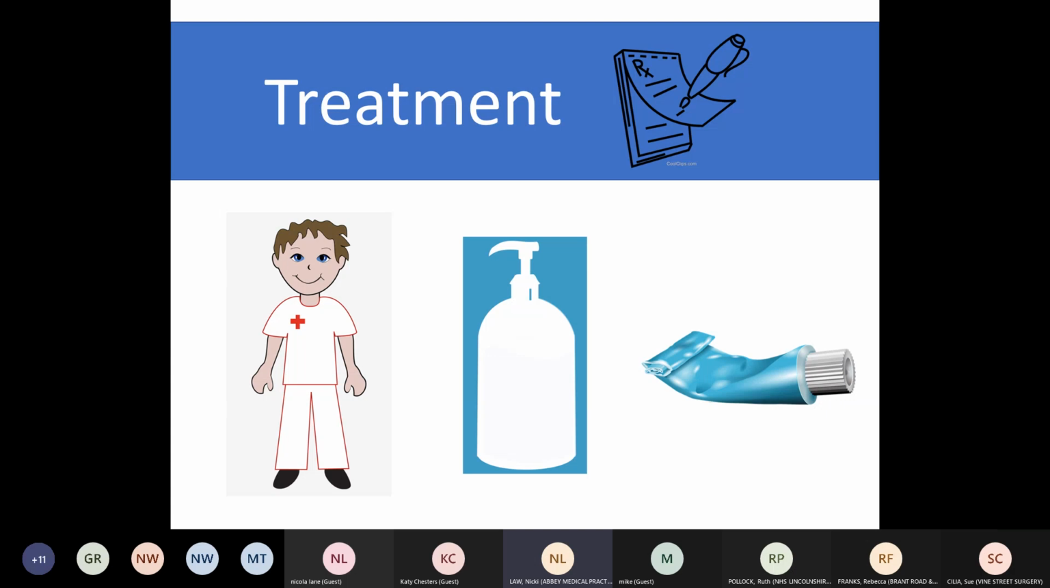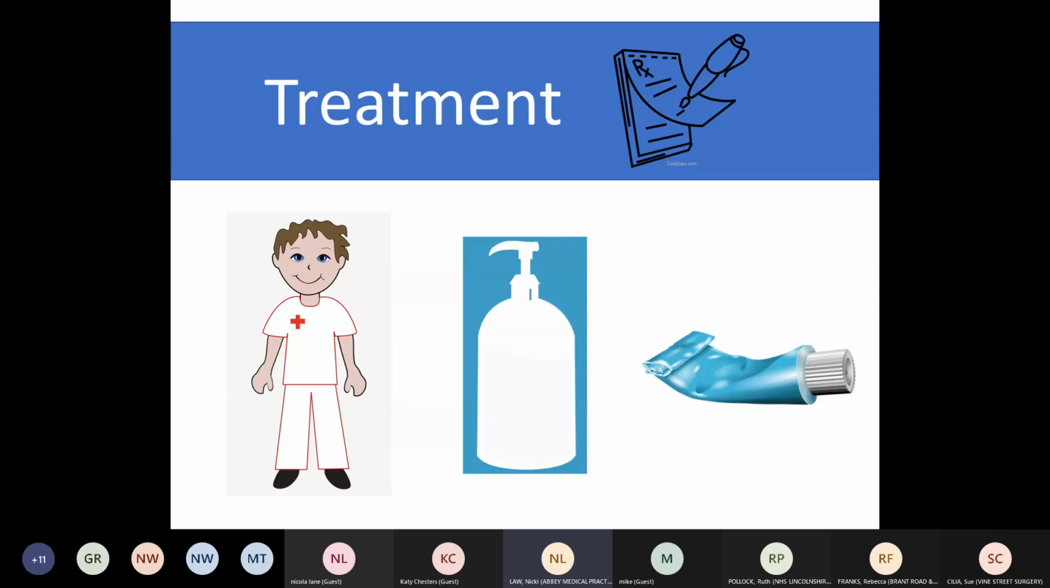The other thing to think about is antibiotics, because quite often with our hands, if we've got irritated skin and cracking skin, it's an entry for infection. So sometimes they need a course of antibiotics as well.